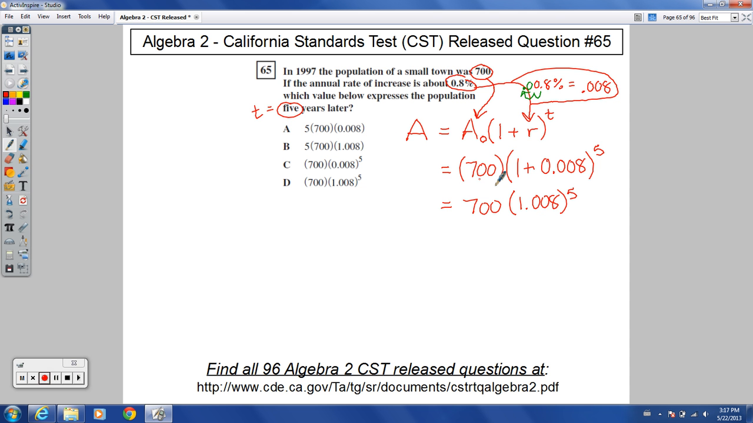It looks like I don't actually have to solve that. That looks like what choice over here? Looks like choice D for number 65.